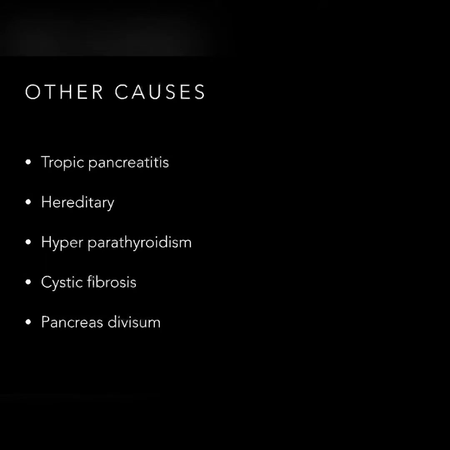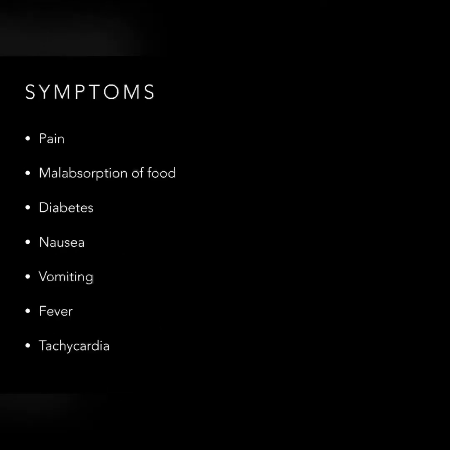What are the other causes of chronic pancreatitis? It can be tropical pancreatitis, hereditary pancreatitis as we have already discussed, hyperparathyroidism, cystic fibrosis, and pancreas divisum. The last one, pancreas divisum, is a congenital anomaly. We have already spoken about that. We have talked about acute and chronic. Now we are going to talk about the symptoms of chronic pancreatitis.